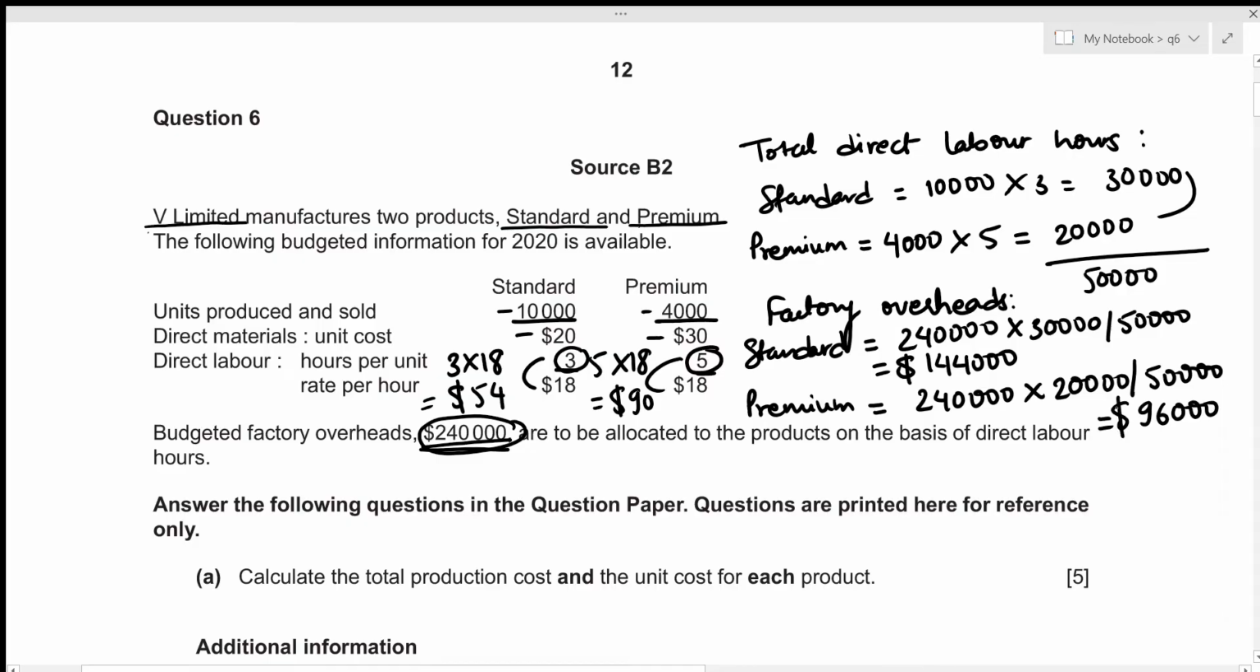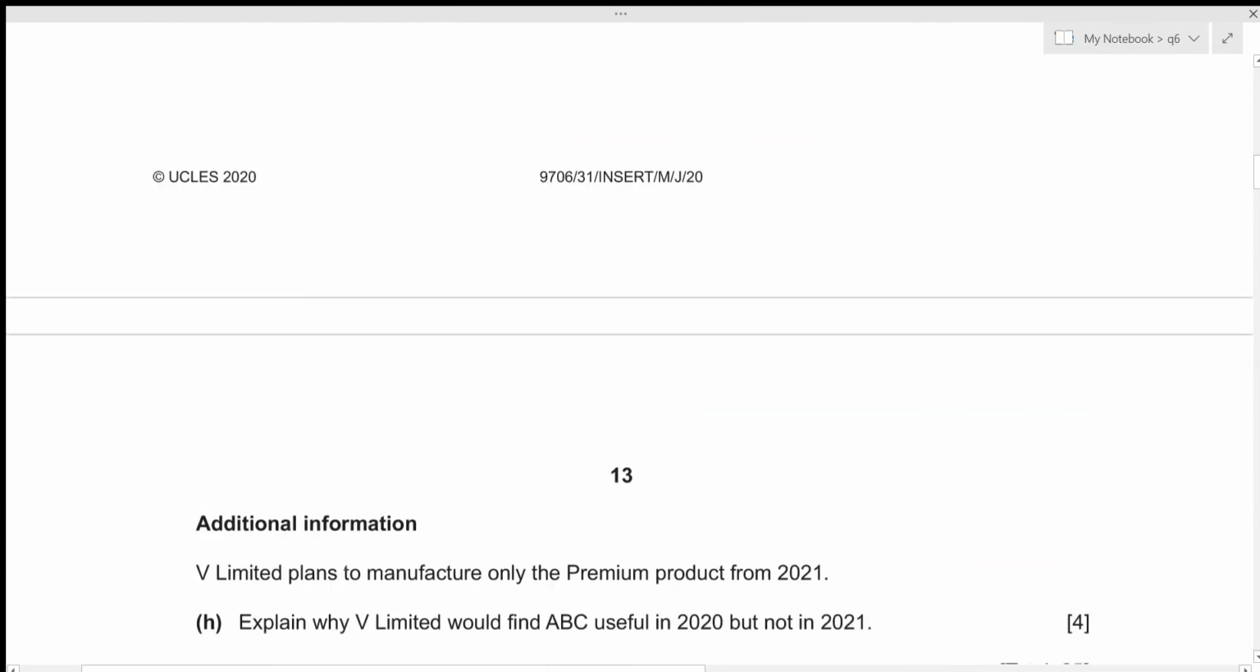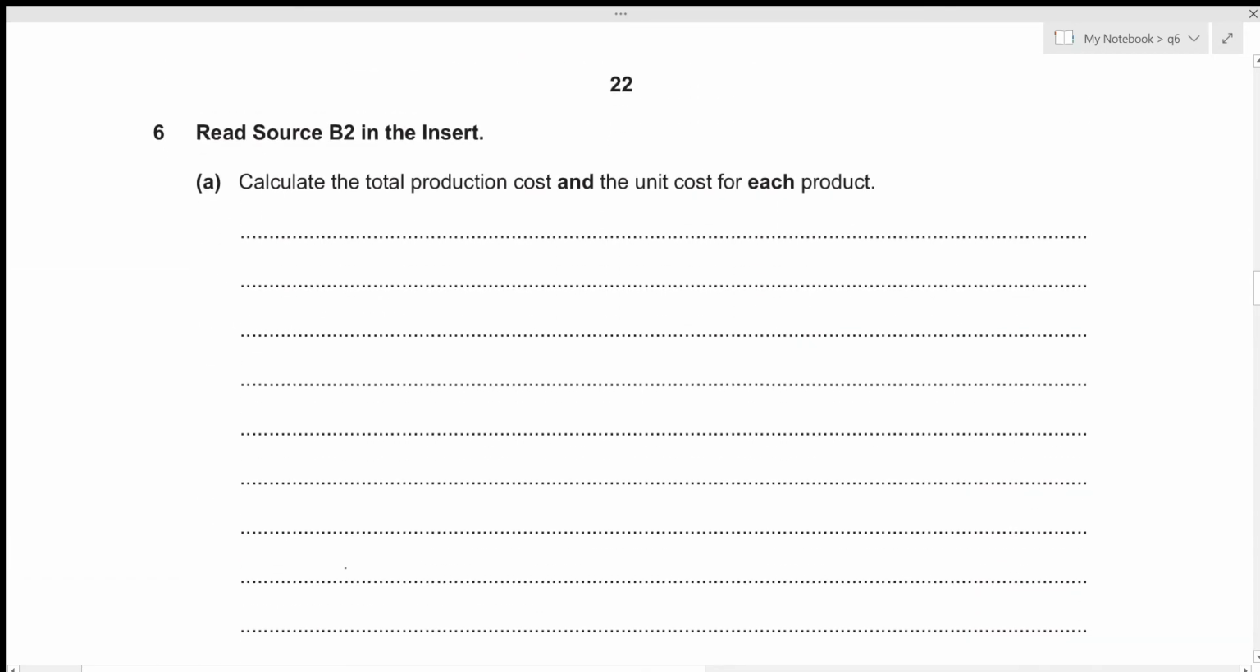Okay, now let's move to our first question. We need to calculate the total production cost and the unit cost for each product. Let's start with the total production cost. Okay, so this is for standard and this is for premium. Since we're talking about cost, we can start with our direct materials cost, and we're going to figure out the total.